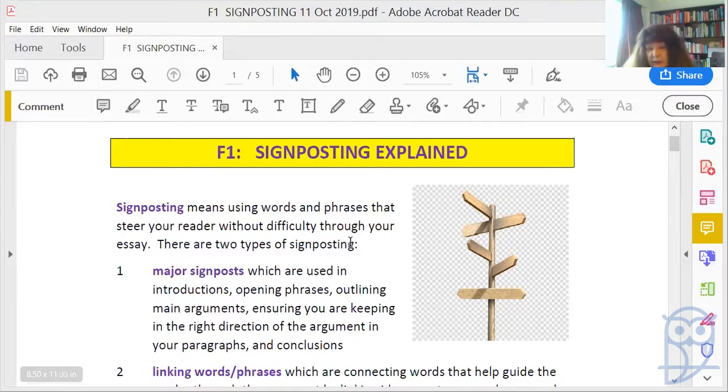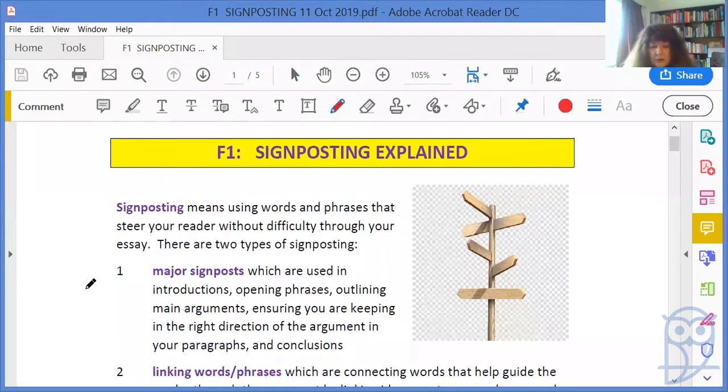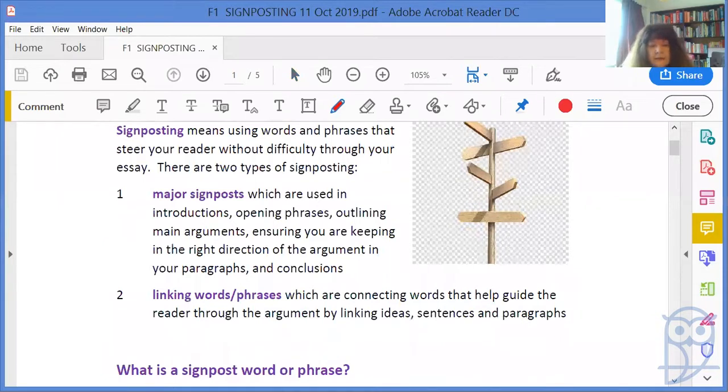You could say there's 2 types of signposting. Major signposts, which are used in introductions, opening phrases, outlining a main argument, ensuring you are keeping in the right direction of the argument, of your paragraphs and conclusions. Okay, and the second type of signposting is just linking words and phrases. And these are just connecting words that help guide the reader through the argument by linking ideas, sentences, and paragraphs.